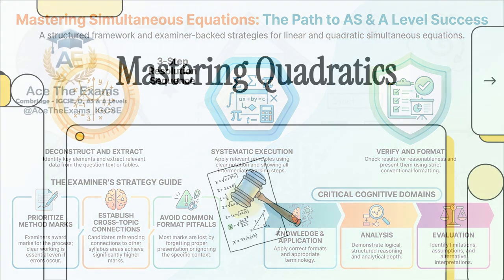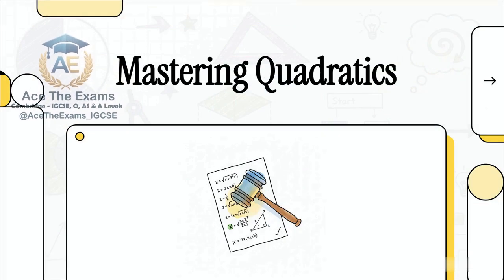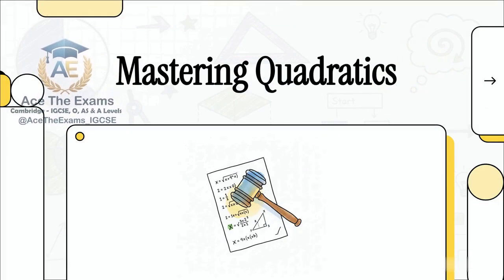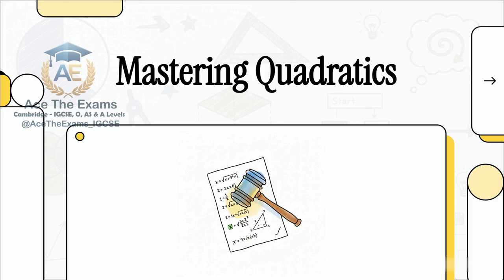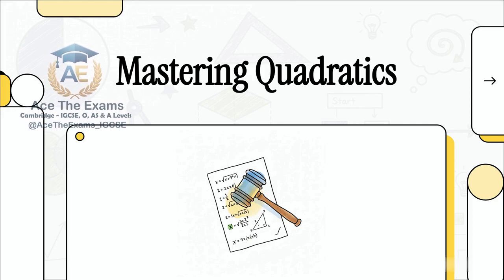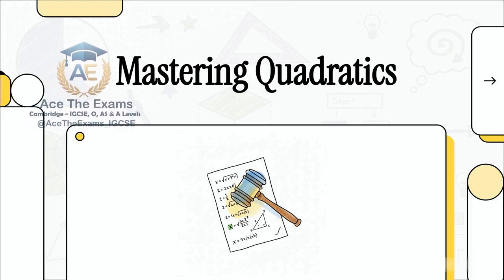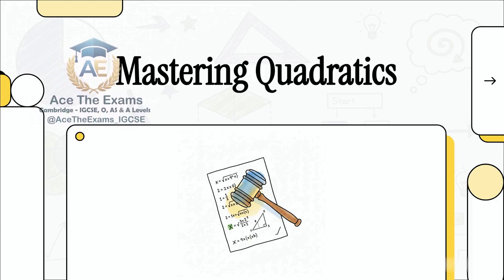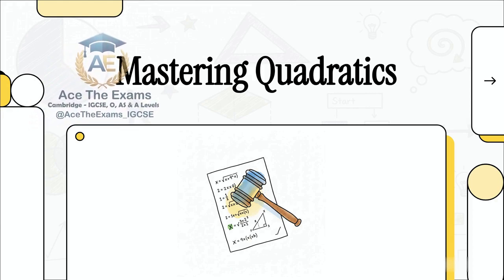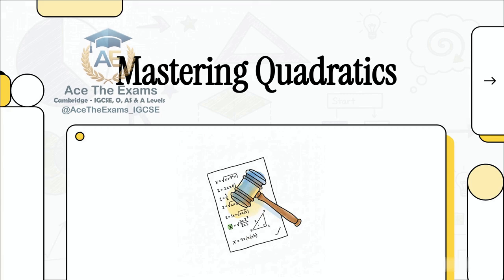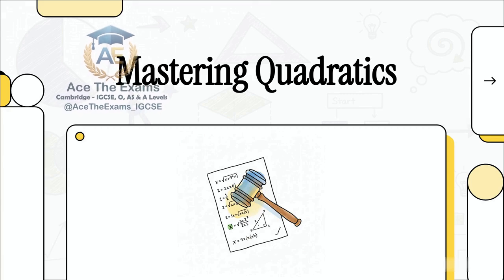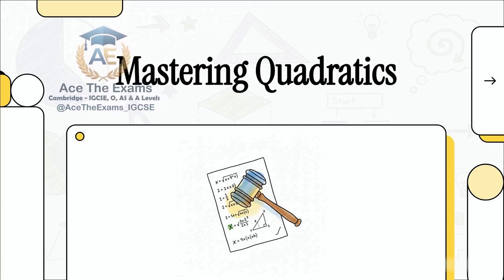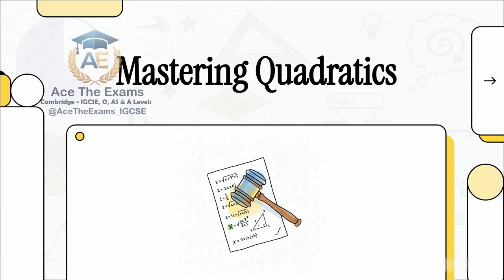Today, we are tackling a massive, undeniable truth about Cambridge mathematics. Whether you are sitting for the IGCSE 0580, the O-Level 4024, the Additional Math 0606 or 4037, right up through to AS and A-Level 9709, and Further Math 9231, there is a fundamental secret to securing top grades. And it's this. We are going to completely demystify Cambridge mathematics by treating your exam paper not as a standard math test, but as a formal legal brief.